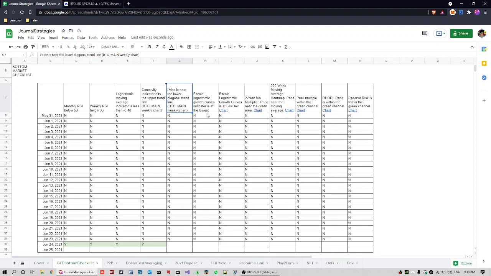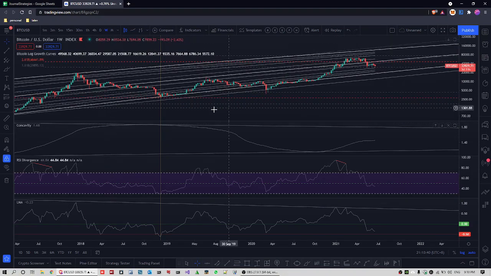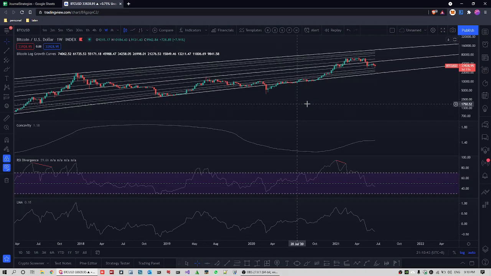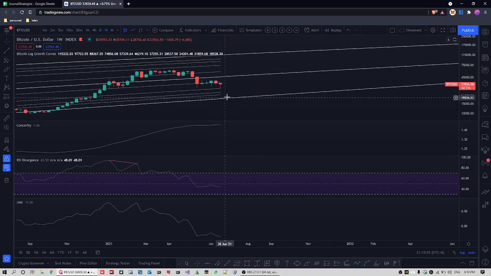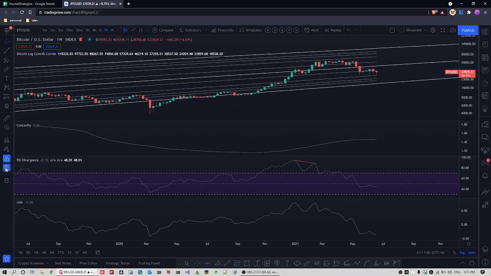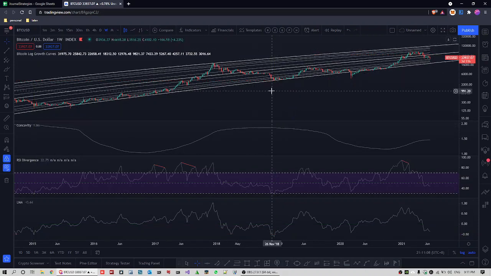Okay, and then the Bitcoin logarithmic growth curve indicator is at the lowest. So this is the Bitcoin logarithmic growth curve. It should be at around here at the lowest deviation, or at the lower band. Currently the price is near the lower band, but it's not yet as near as in the previous cycles where the price of Bitcoin bottomed on December 2018.